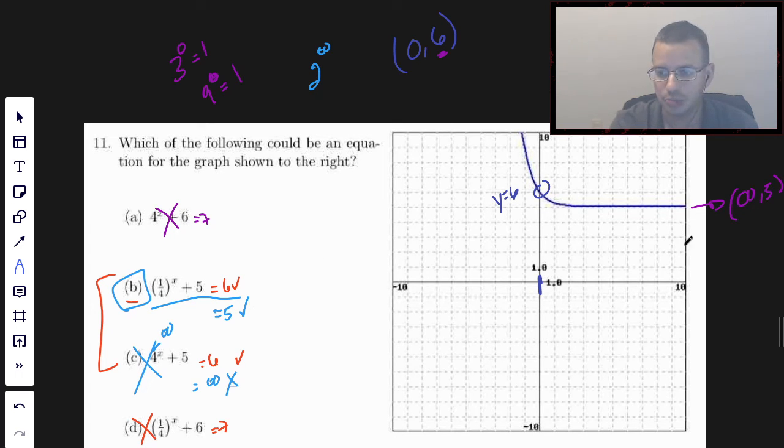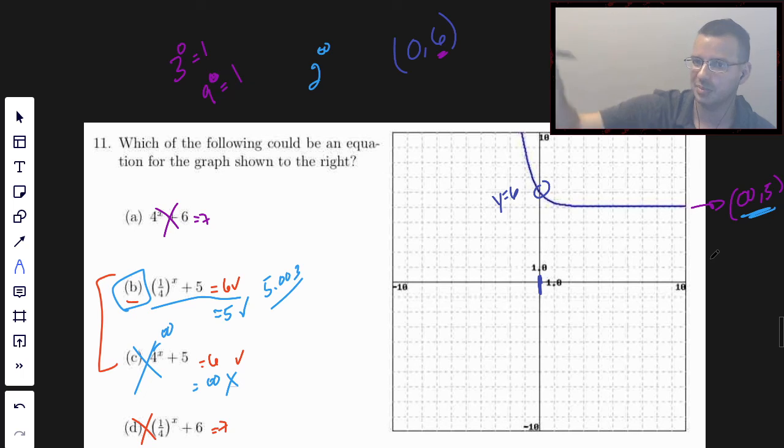So using these 2 points, we could have used 10, but that would have just given us a number that was small, like 1/4 to the 10th. So it would be like 5.003 or something like that, which is about 5. I just estimated 10 to be the same as infinity. Same idea. The concept is still there. So that's how we do this one.